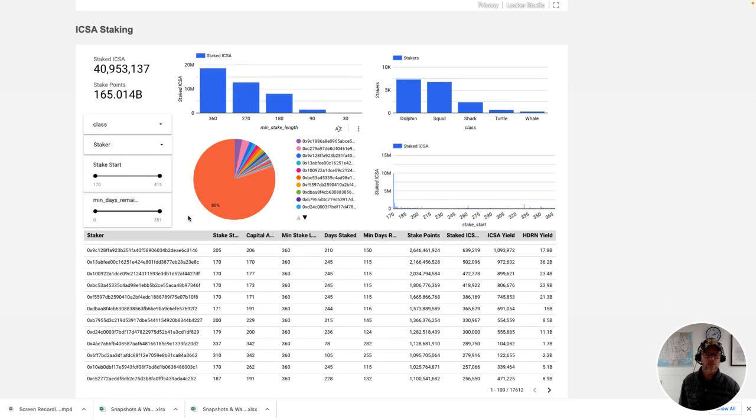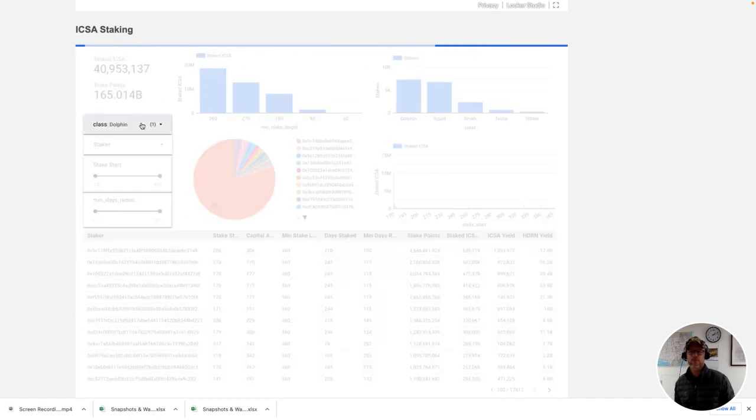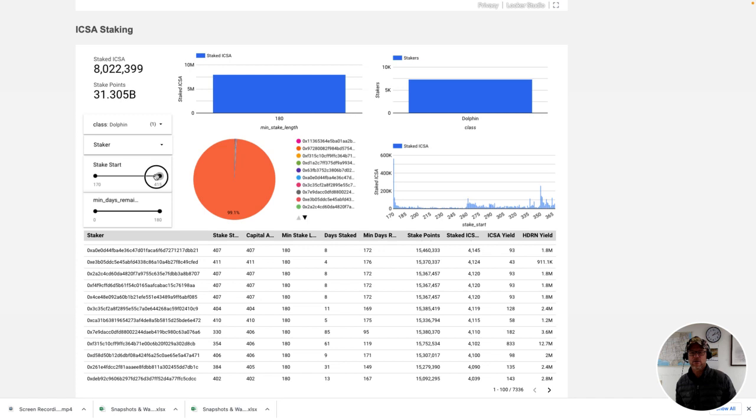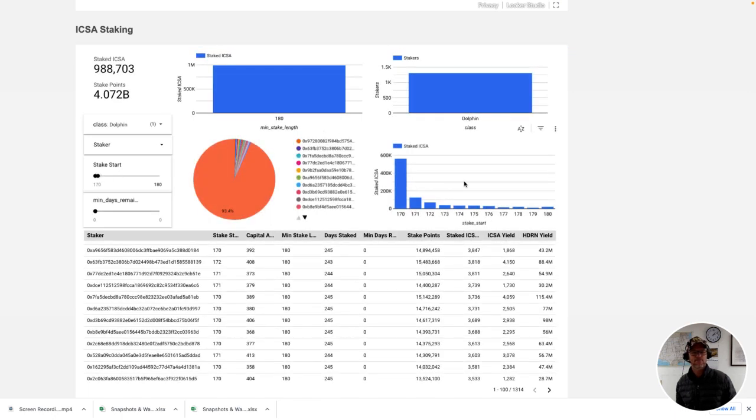Staked ICOSA. So this is the number of whales. This is how much ICOSA the whales have staked that are in 360-day stakes and 270 and so on. And what's really cool is that you can clear this out and select, I want to see only the dolphins. And you can click off of it, and here are all of the dolphins. And then you could select the day that they started. I want to see the dolphins that started in the first 10 days. Well, here they are.